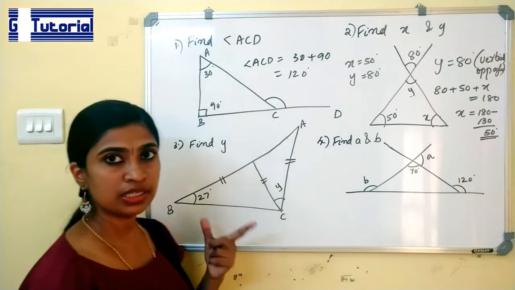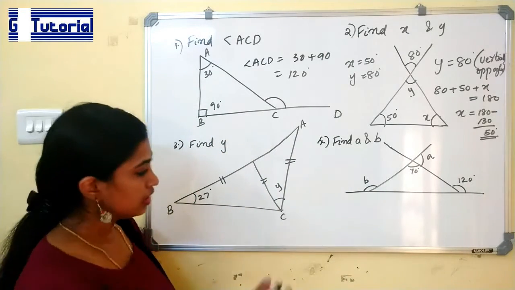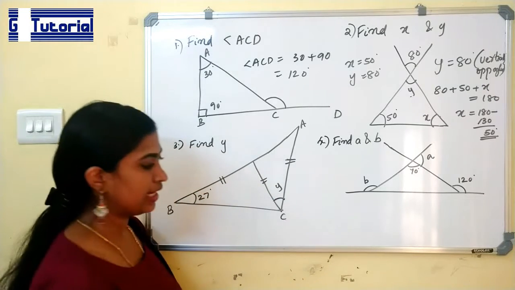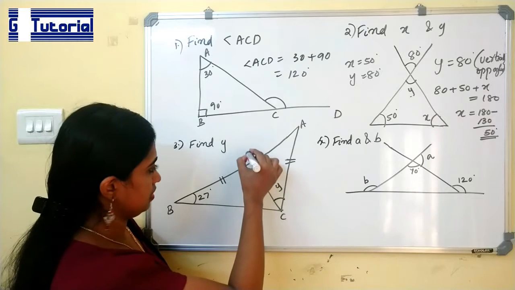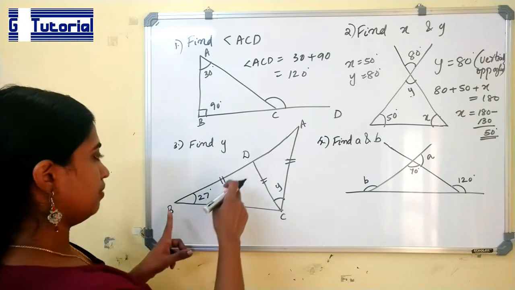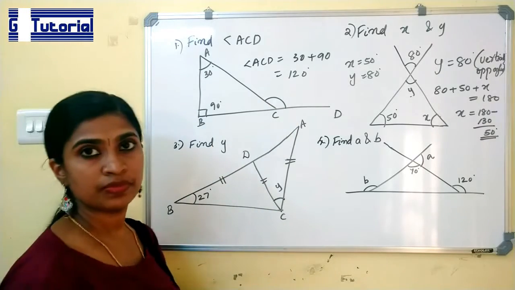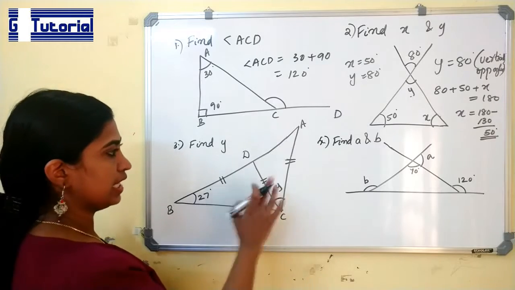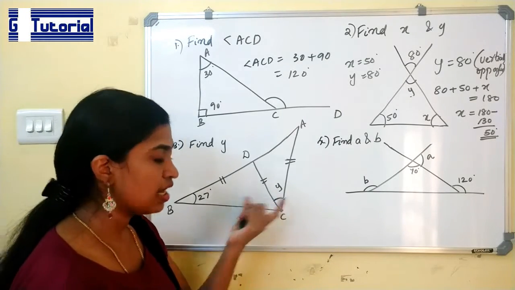Now, we can move on to the third question. Here we are asked to find Y. It is given that BD is equal to CD is equal to AC. We are given these three sides are equal and we are asked to find the value of angle Y.